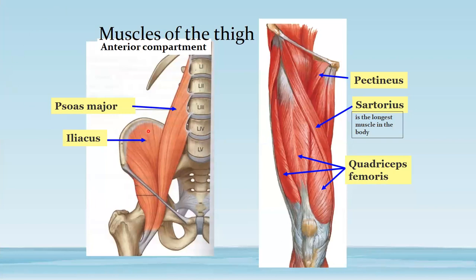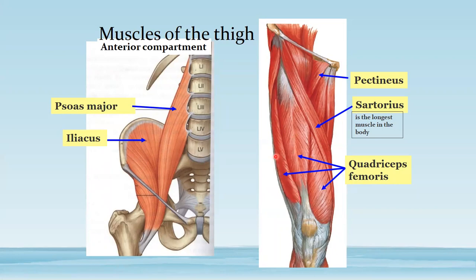Again, the picture showing the psoas major muscle, the attachment, psoas major and iliacus muscle, the pectineus. The sartorius is the largest muscle, the longest muscle in the body. And you have the quadriceps femoris group of muscles.